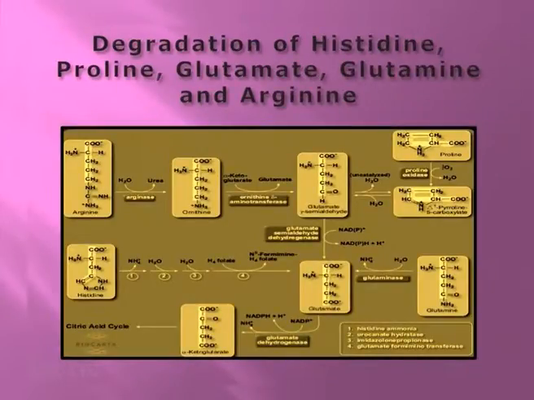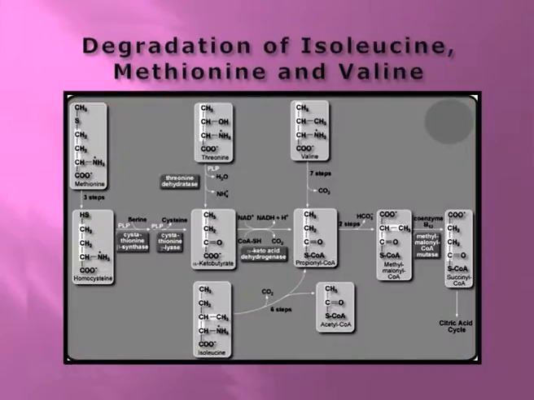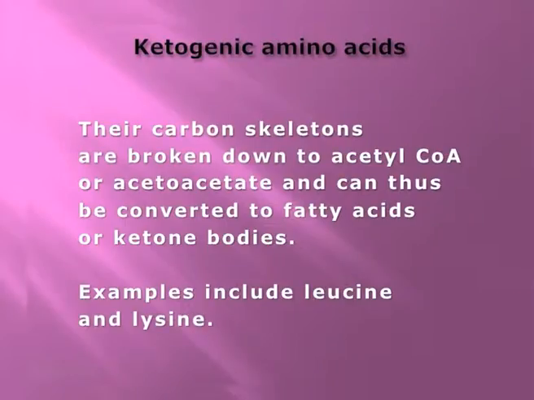Five other amino acids like histidine, proline, glutamine, glutamate and arginine are converted to alpha-ketoglutarate, which is another important TCA cycle intermediate. Three amino acids like isoleucine, methionine and valine are converted to succinyl-CoA, which then enters the TCA cycle. So you can get an idea of how these different glucogenic amino acids enter the TCA cycle following different routes. Now I will discuss what are ketogenic amino acids.